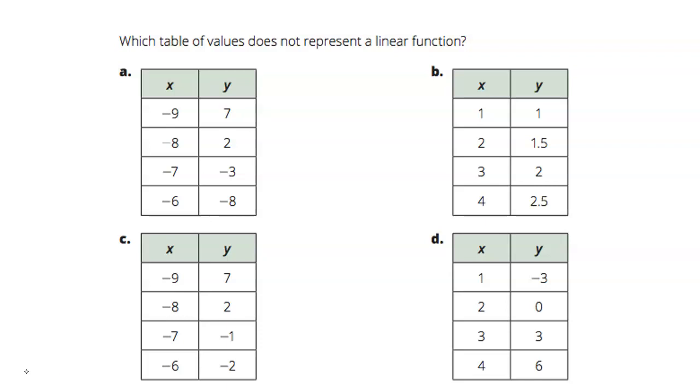So which table of values does not represent a linear function? Go ahead and pause your screen to answer this question. If you don't remember how to tell if it's linear versus nonlinear, remember that in order for it to be linear, it has to have a rate of change, a constant rate of change. So the y's have to be changing by the same amount, and the x's have to be changing by the same amount.